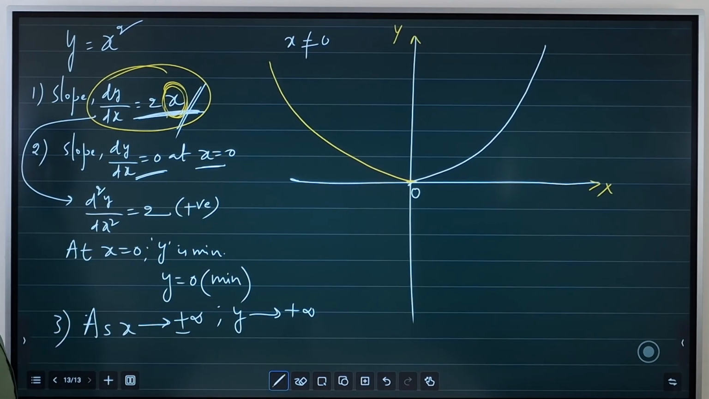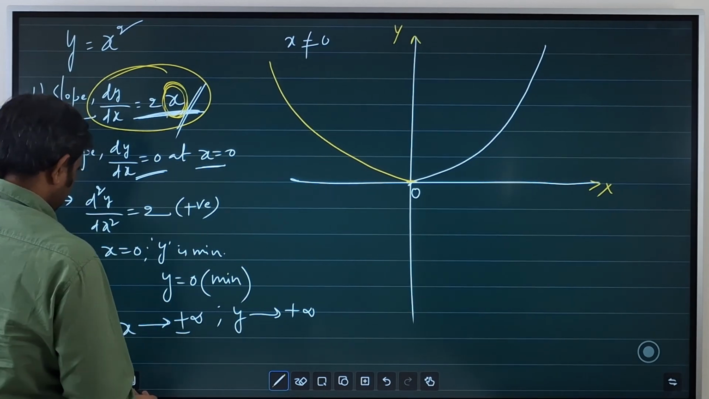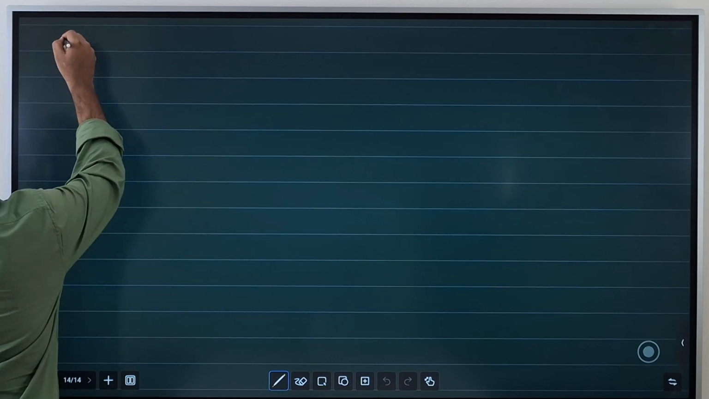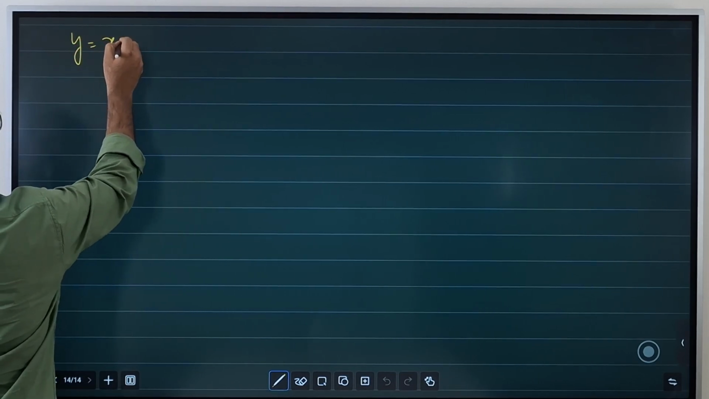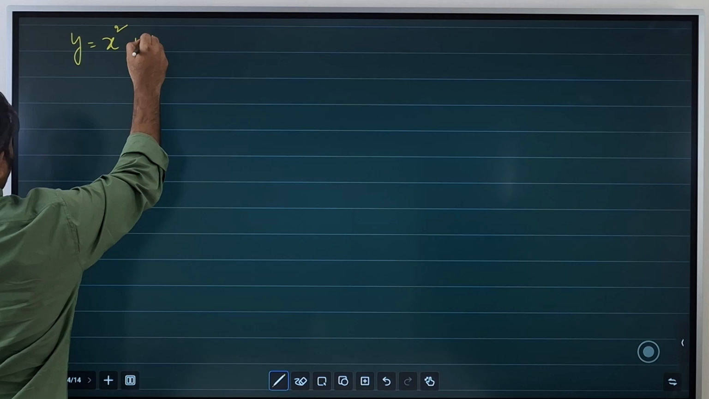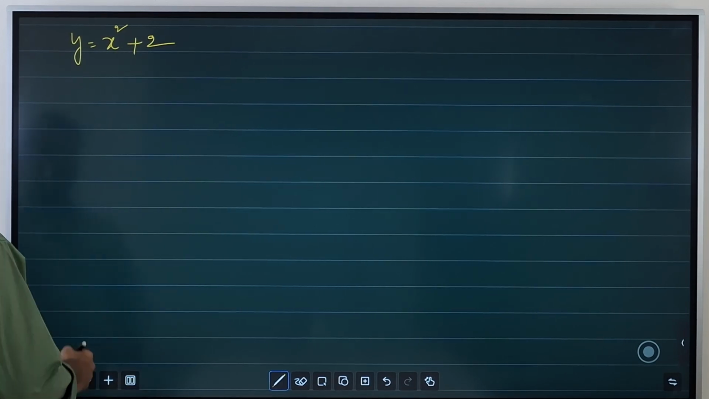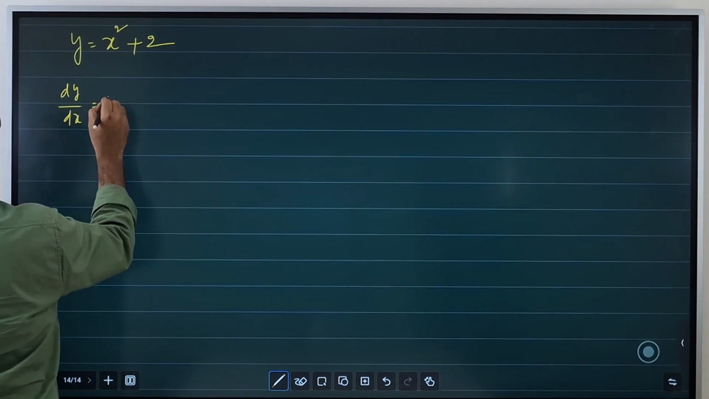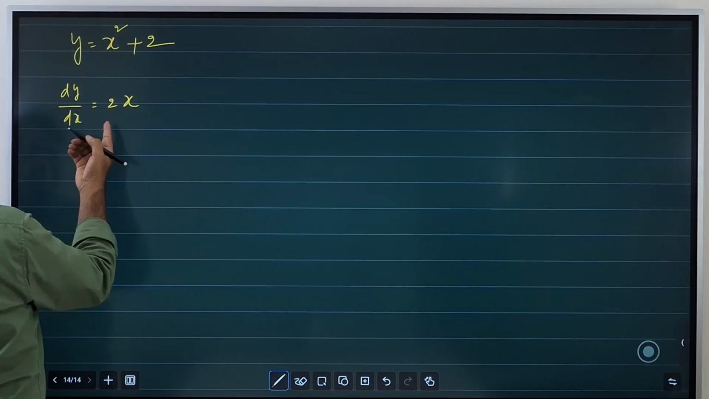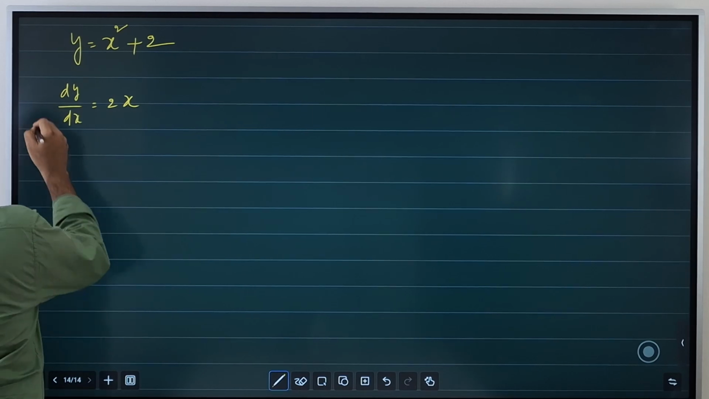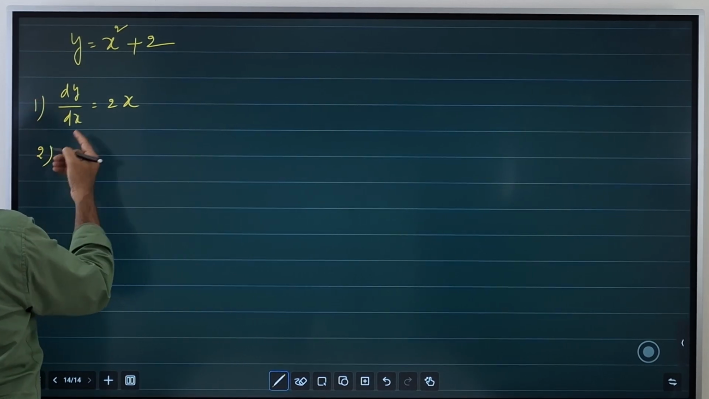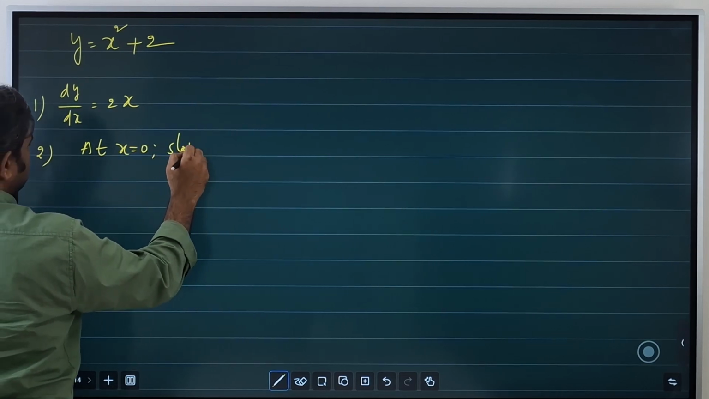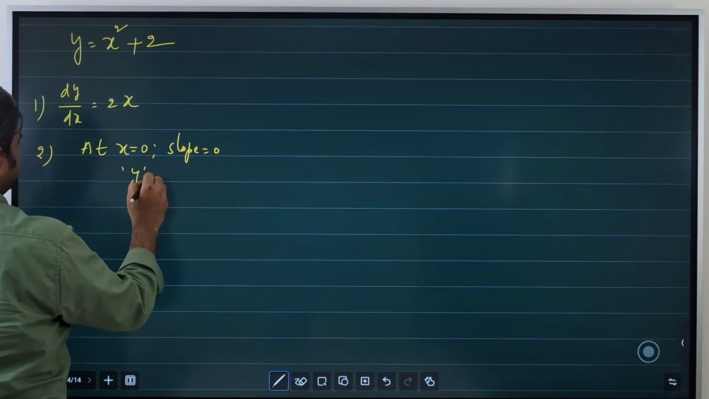Similarly, we can draw the shape of one more graph. Let's look at this function now. Y is equal to x square plus 2. The shape of the graph is same as the previous case. Slope you are getting same. Slope is 2x. There exists an inflection point at x is equal to 0. Slope is 0. Y is minimum. You can verify it.